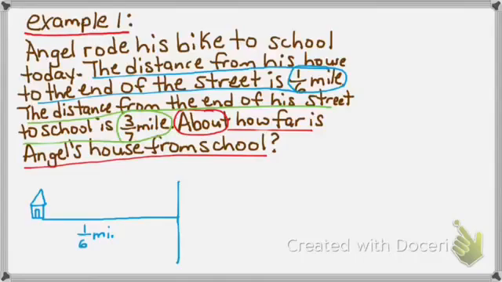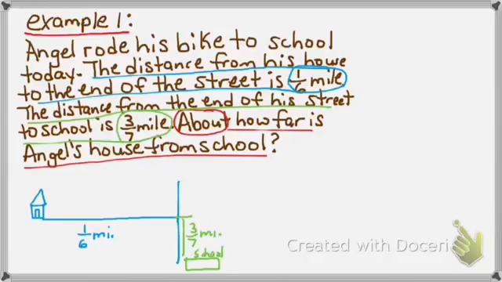Now in green it says the distance from the end of his street to school is 3/7 of a mile. So I'm going to draw his school right down here. That's right at the end of his street, and if we went straight down there, that would be 3/7 of a mile. So the question is, how far is it from his house to school?